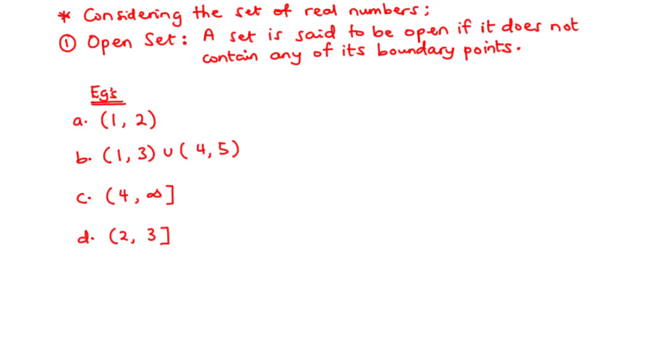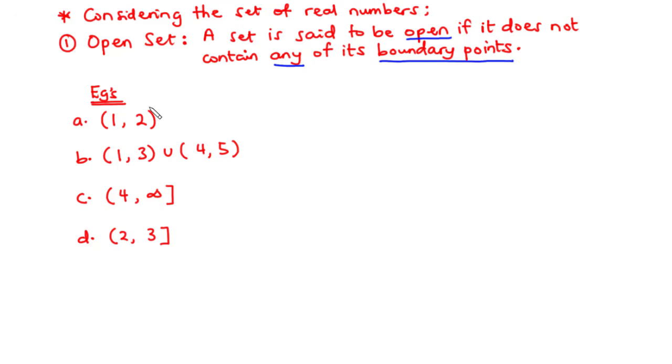So now let's move on as we discuss the open sets as well as the closed sets, and we are going to look at a couple of examples. So considering the set of real numbers, a set is said to be open if it does not contain any of its boundary points.